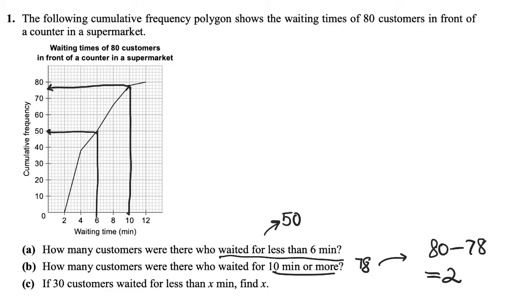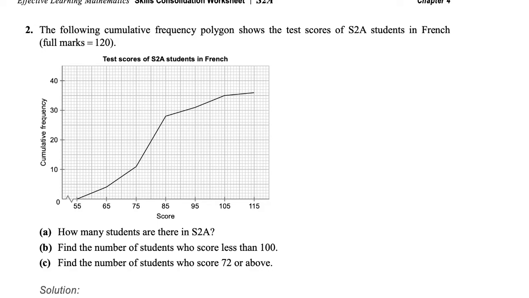Okay, so less than X minutes will be 30. That means now you look at this one, draw the line back, and you can count it will be 3.6. Okay, this will be 3.6 minutes. For this one, you just have to find the total number. That means here, that will be 36.